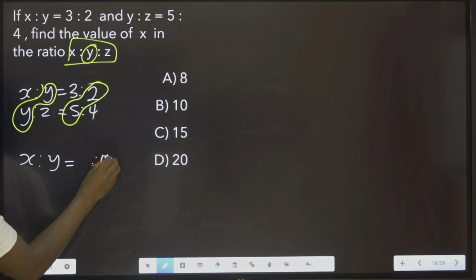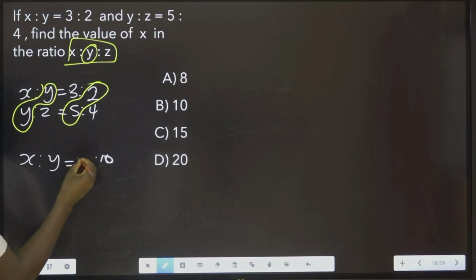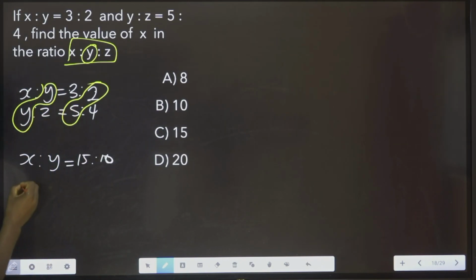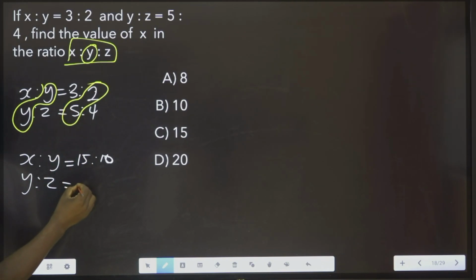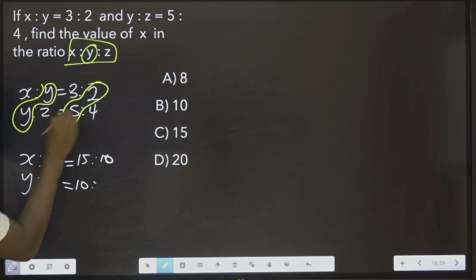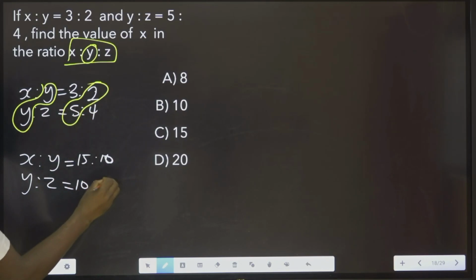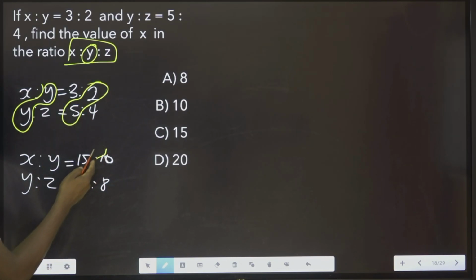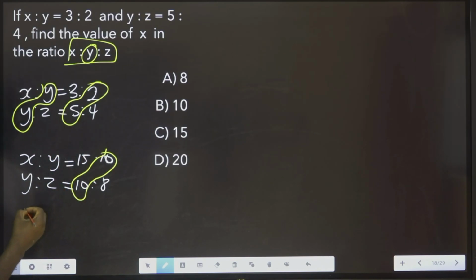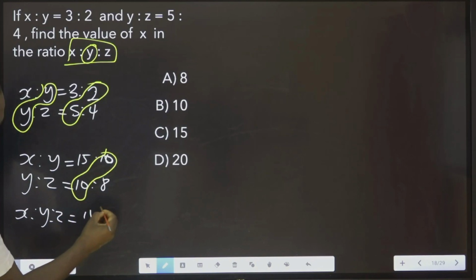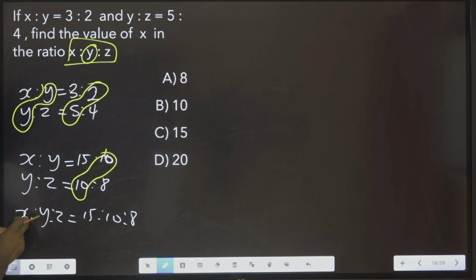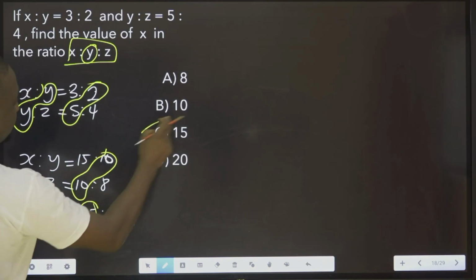Because we multiply this 2 by 5, we must also multiply this by 5. Then for this one, to make this 10, we multiply by 2. Because we multiply this one by 2, we must multiply this one by 2. Now we have 3 distinct values: 15, 10, and 8. So X ratio Y ratio Z is equal to 15, 10, 8. So the value of X is 15.